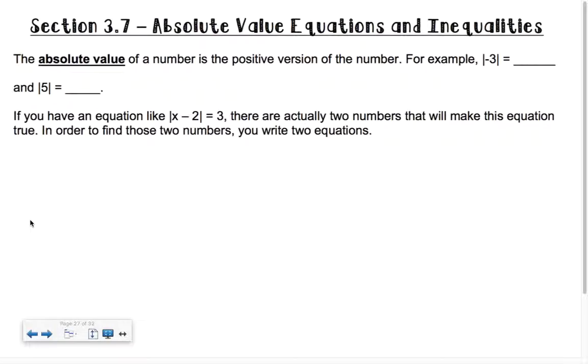So it says the absolute value of a number is always the positive version of the number. So for example, if I have the absolute value of -3, it's going to be 3. And if I have the absolute value of 5, it's just 5. We don't change the sign, we just make it the positive version.